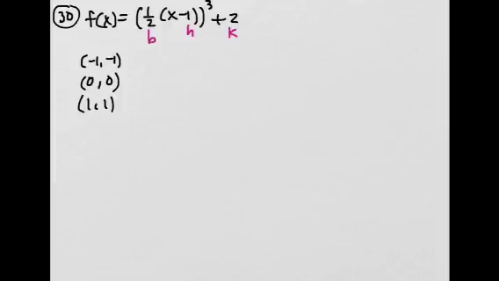Okay, so for number 30, I've got H right here, K right here, and this is B. So B is actually horizontal stretch. Even though you see the 1/2, remember it is the reciprocal of B, so it's a horizontal stretch. So the two parameters that are affecting X are B and H, and K is affecting the Y. So this is the only parameter affecting the Y. So I can just put plus 2 up here, and I know that all my Y's are going to be increased by 2.